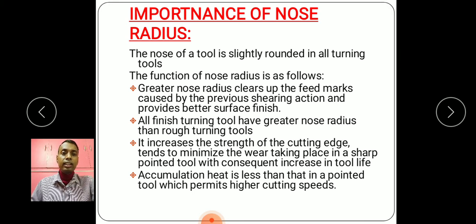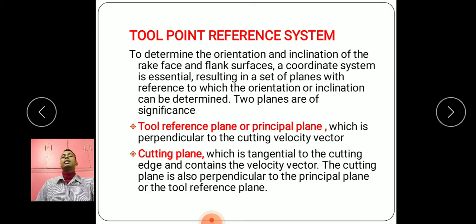What is the importance of nose radius? A greater nose radius clears the feed marks caused by the previous shearing action and provides a better surface finish. All finish turning tools have a greater nose radius than rough turning tools. It increases the strength of the cutting edge and tends to minimize the wear taking place at the sharp point of the tool, with a consequent increase in tool life. Accumulation of heat is less than in a pointed tool, which permits higher cutting speed.